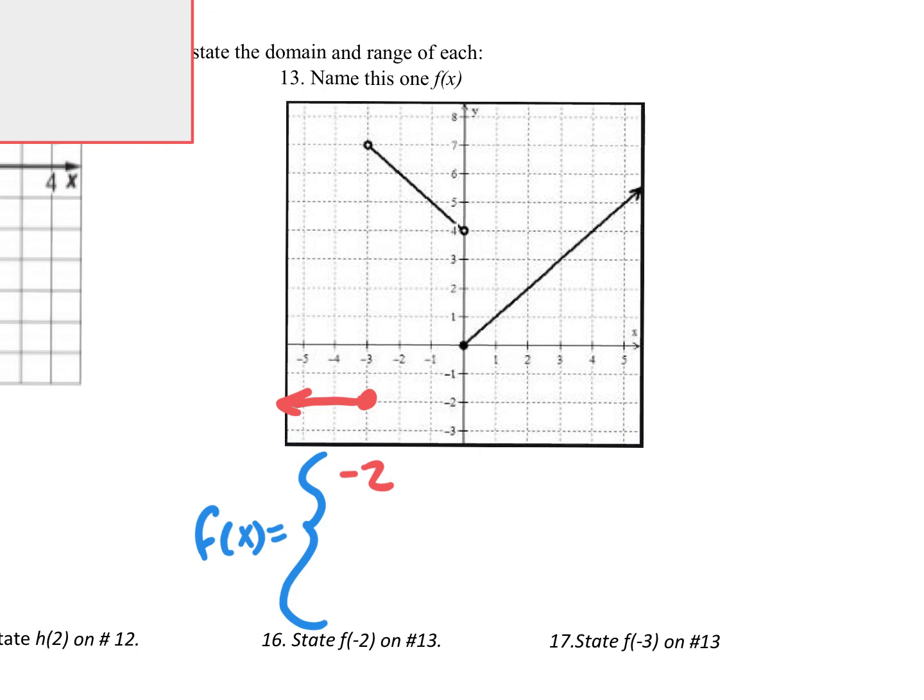Now, what is the condition? You only see from the x value of negative 3 to the left. So how do we say that as a condition?